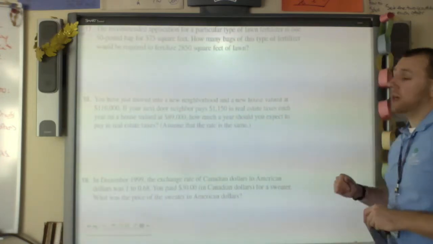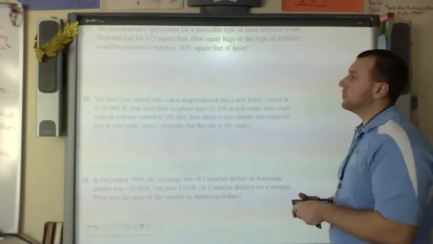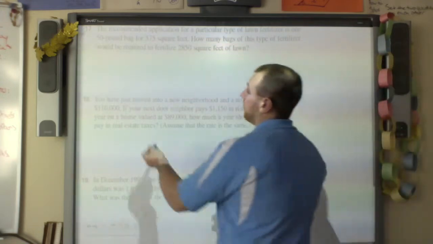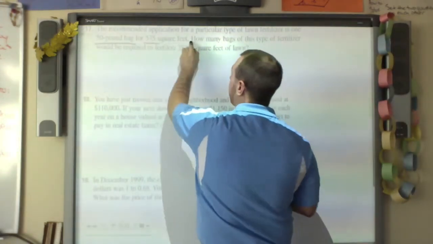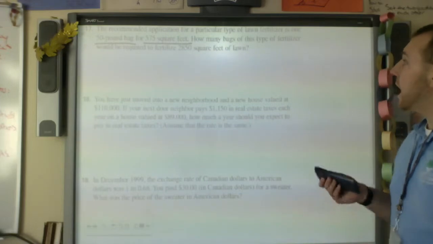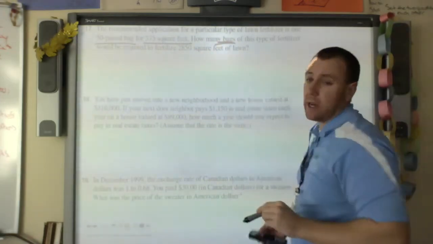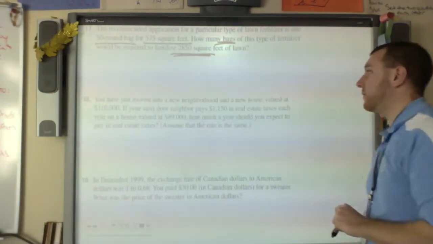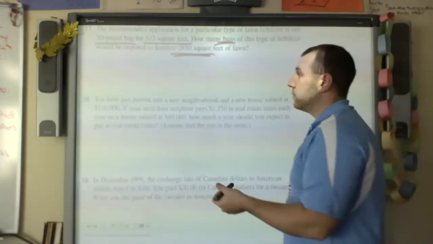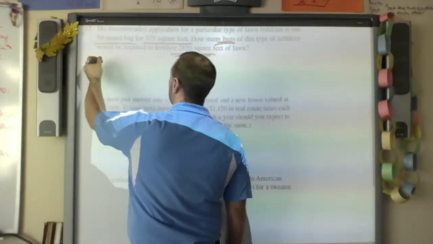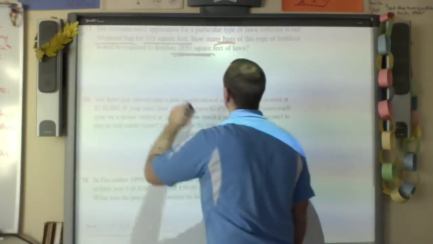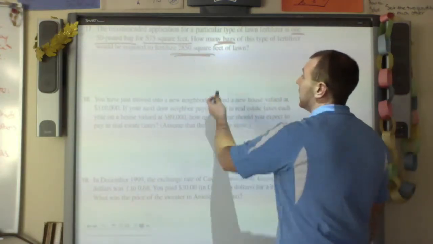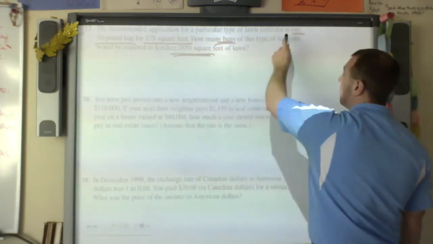In these, again, we're setting up a proportion. The recommended application for a particular type of lawn fertilizer is a 50-pound bag for 575 square feet. How many bags, that's the question, would be required for 2,850 square feet of lawn? So now I'm going to say, okay, well, this is a 50-pound bag. One 50-pound bag. It's not how many pounds will it take, it's how many bags.